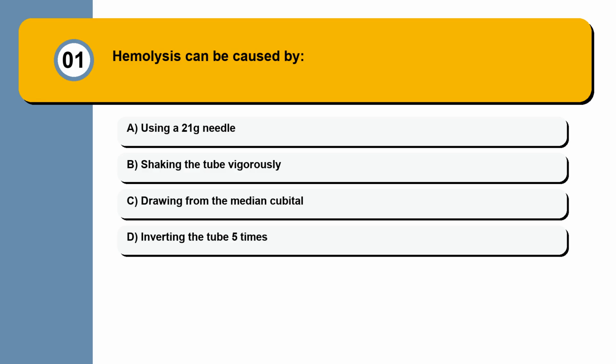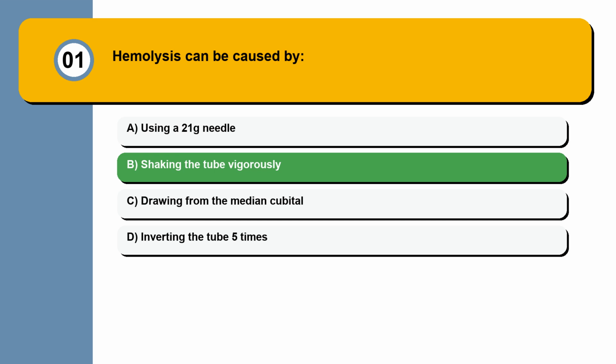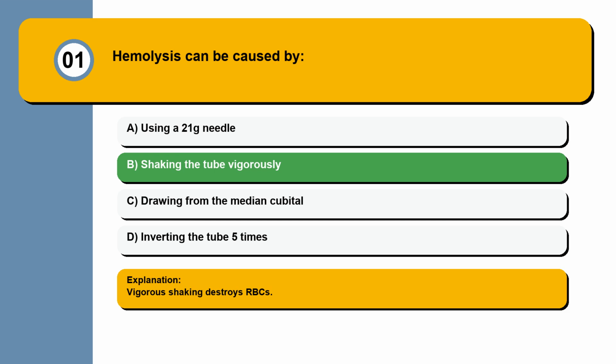Question 1. Hemolysis can be caused by using a 21G needle, shaking the tube vigorously, drawing from the median cubital, inverting the tube 5 times. Vigorous shaking destroys RBCs.